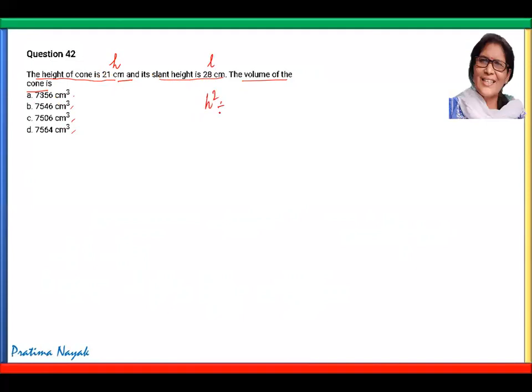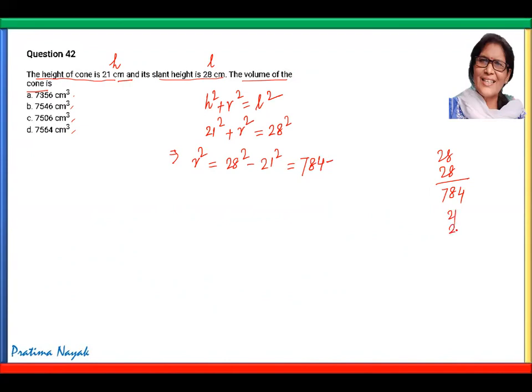So H square plus R square is equal to L square. H square is 21 square. R square is what we need to find. L square is 28 square. So what I'll find out? R square is equal to 28 square minus 21 square. 28 square means 28 times 28. You'll get 784. 21 square will be 21 into 21. You'll get 441. So R square is equal to 784 minus 441, which is 343.